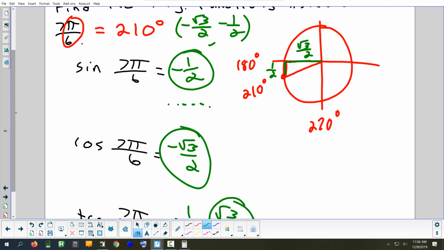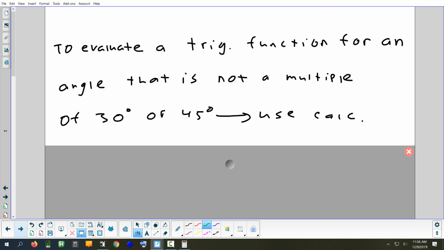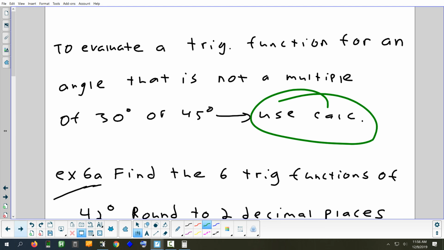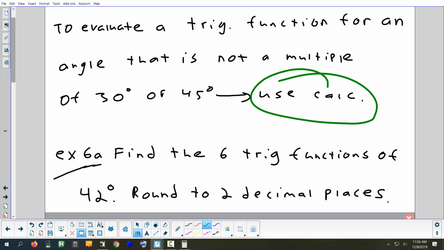Okay, so if your angle is a multiple of 30, it's going to involve the 1/2 and the root 3 over 2. If your angle is a multiple of 45, root 2 over 2. Now, what if I said to you, find the sine of 52 degrees? Well, that's not a multiple of 30 and it's not a multiple of 45. So what are we going to do? Use the calculator. Right, so if you're asked to find a sine, a cosine, a tangent of anything that's not a multiple of 30 or 45, all you have to do is type it in on the calculator.